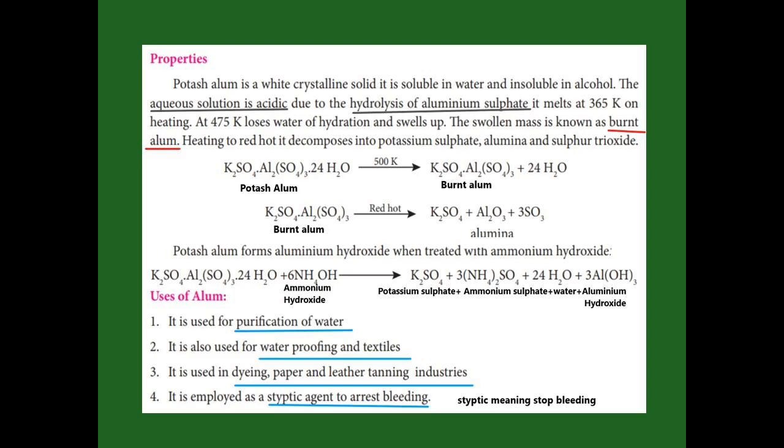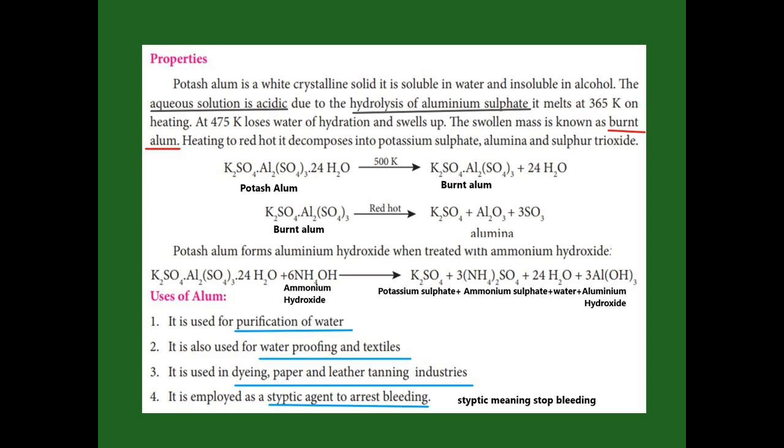Now, when you heat potash alum to 475 Kelvin to 500 Kelvin, it loses water and the product swells up. That swollen mass of potassium sulfate and aluminum sulfate is called burnt alum. When that burnt alum is heated again to red hot, it decomposes to potassium sulfate K2SO4 and alumina. Alumina means Al2O3, plus SO3, that is sulfur trioxide.